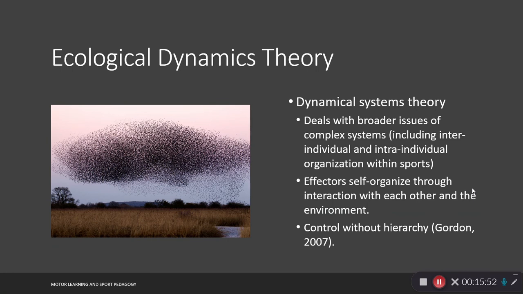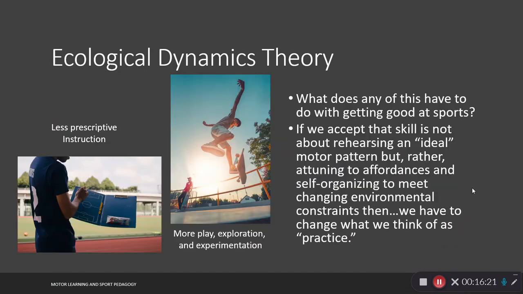And the argument here is that the effectors, and again, an effector is essentially something that's acting on the environment, self-organize through interaction with each other and interaction with the environment. So birds here, again, there is no executive control here. It is simply the various birds interacting with each other and the environment, and the stable pattern emerges from that. And there's a short article by Gordon, 2007, Control Without Hierarchy, from the journal Nature, that is a good read to introduce this relatively complex idea.